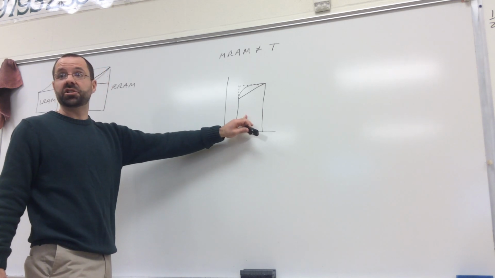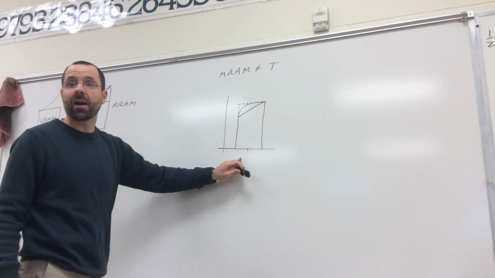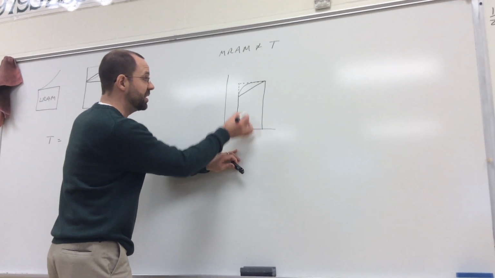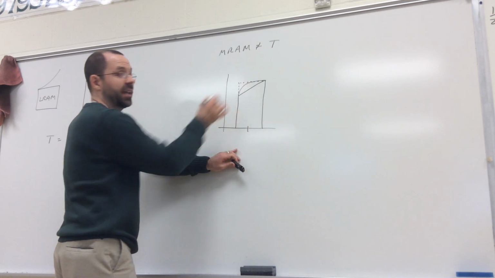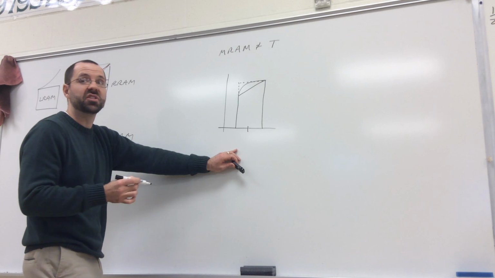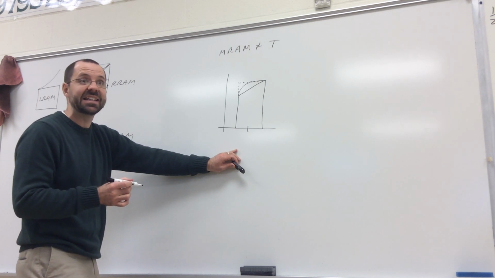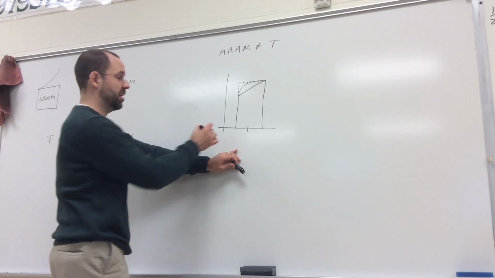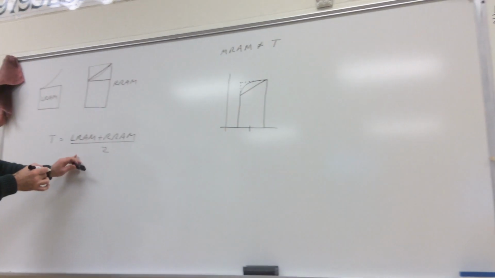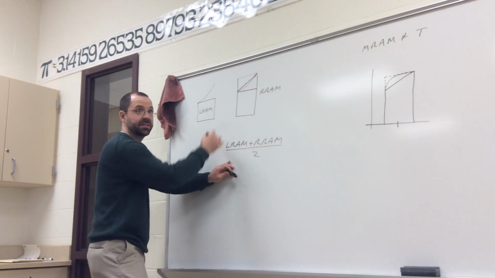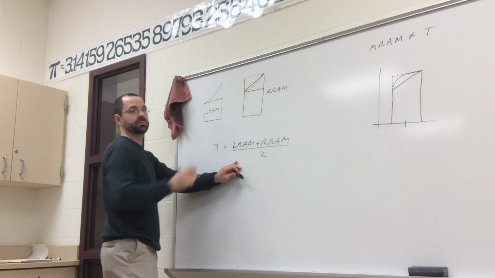So here, this is just to show you that MRAM is not the same thing as T. For MRAM, you use the height in the middle, right? In the middle here, you pick the middle x value and take the height. So MRAM is the middle height. Sorry, it's not the middle height. It's the height in the middle. MRAM is the height in the middle. T is the middle height, the average of that height and that height.